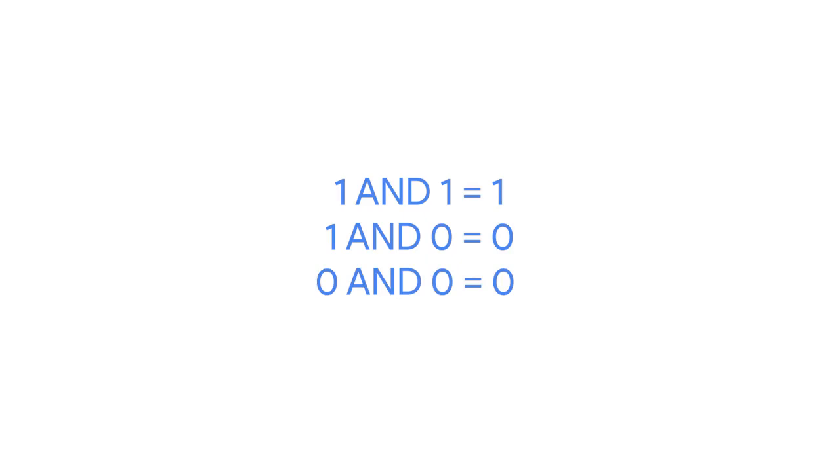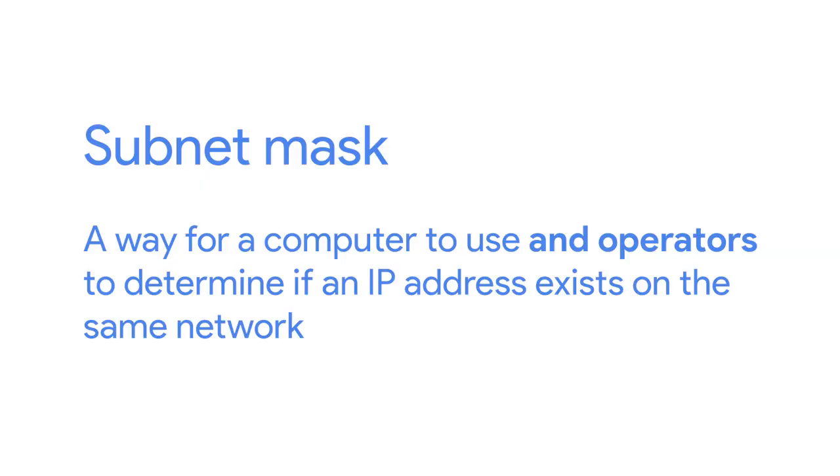Now, you might be wondering why we've covered all of this. And no, it's not to confuse you. It's all really to help explain subnet masks a bit more. A subnet mask is a way for a computer to use AND operators to determine if an IP address exists on the same network. This means that the host ID portion is also known, since it'll be anything left out.